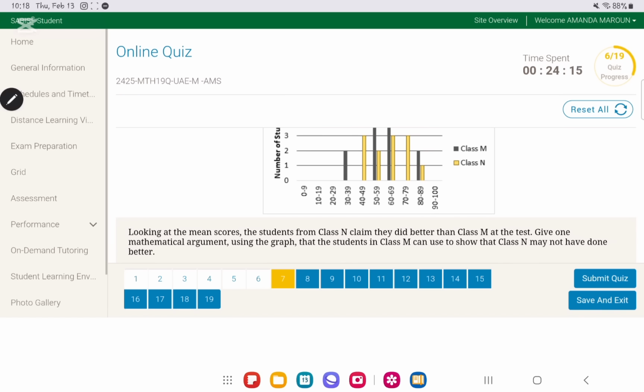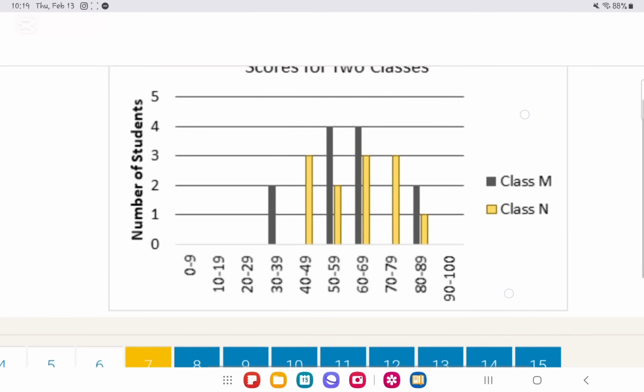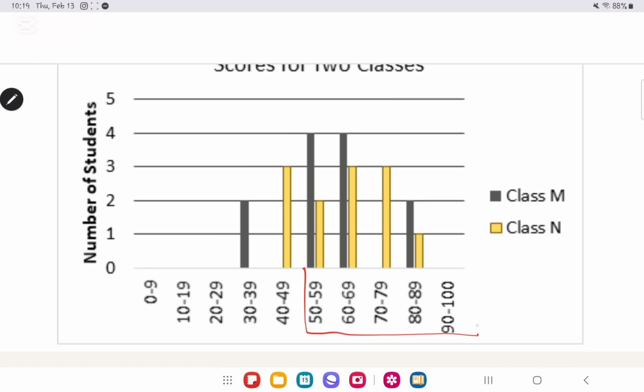Now, looking at the mean scores, the students from class N claim that they did better than class M at the test. Give one mathematical argument, one or more, not necessarily only one, using the graph that the students in class M can use to show that class N may not have done better. First of all, when looking at the graph, we know that from 50 onwards, it is passing. So as you can notice, there are more students in class M that are passing. In total, how many students are passing? 4 plus 4 plus 2. So 8 plus 2, so 10 students are passing in class M, whereas in class N, how many are passing? 2 plus 3 plus 3 plus 1, 9 students are passing, so only 1 student more is passing.